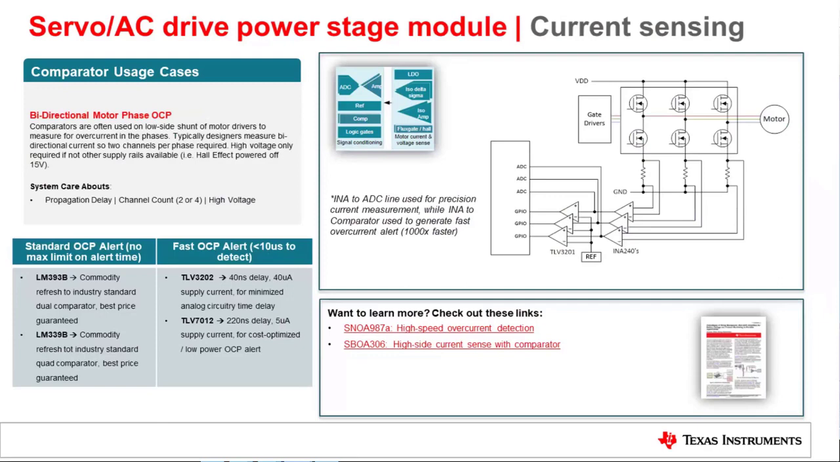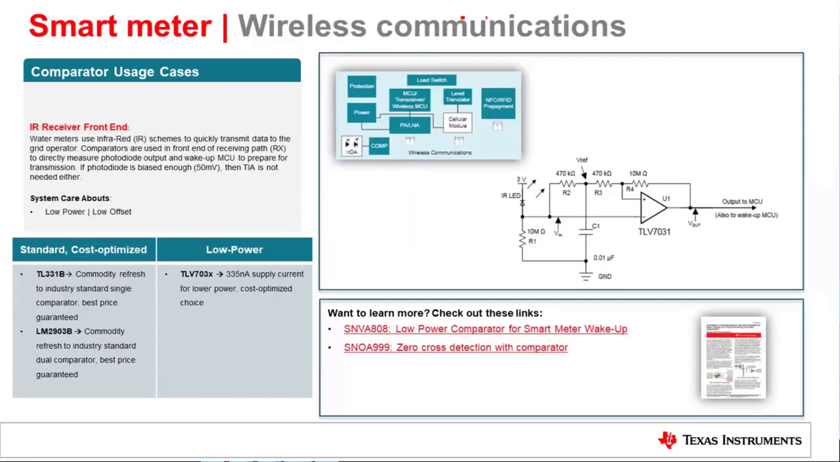You see standard devices. If you have no real hard limit on how quickly you want that alert to come out, fine. But if you have a requirement for the speed, like, okay, I want my system to alert me within 10 microseconds of my overcurrent alert, and I want to shut down and lower power to the FETs, then you look at the higher speed devices, right? And again, the collateral at the bottom, high speed overcurrent detection and high side current sensing, just tools and tips on how to design this with a comparator.